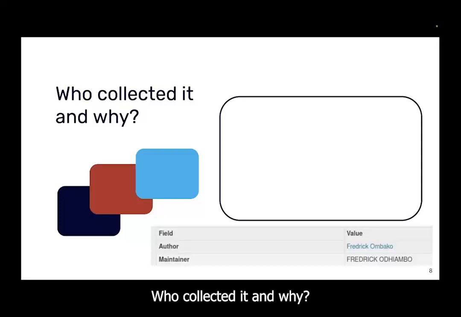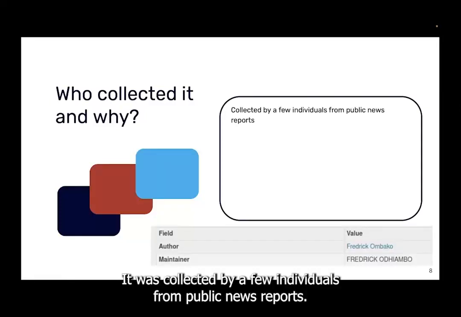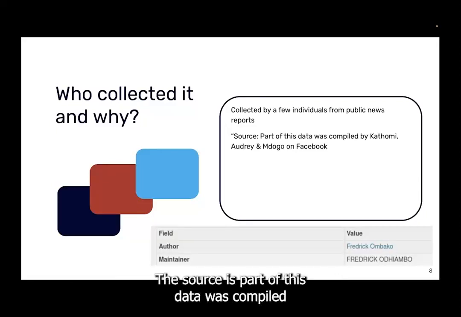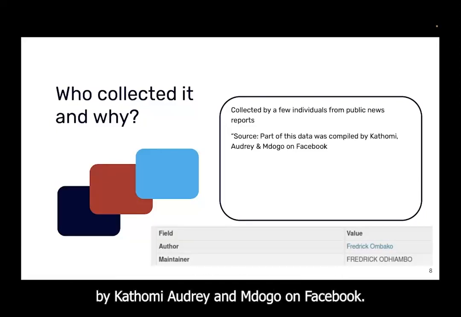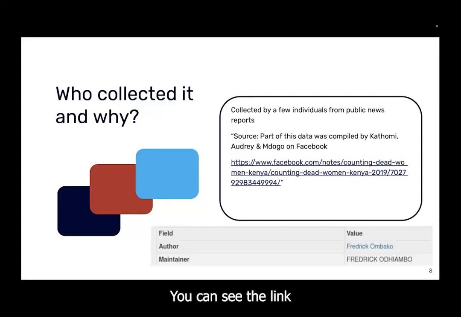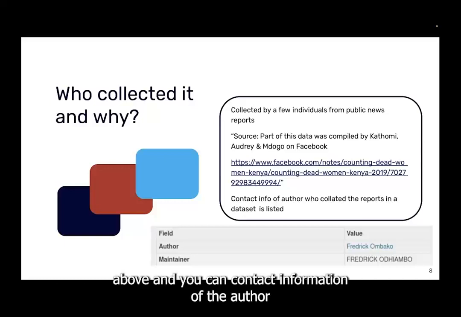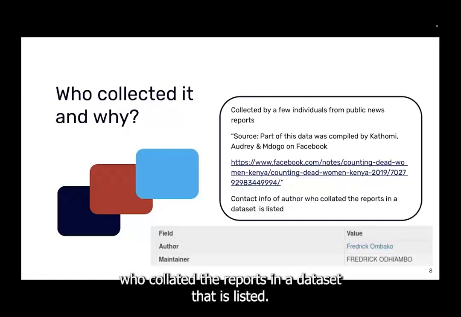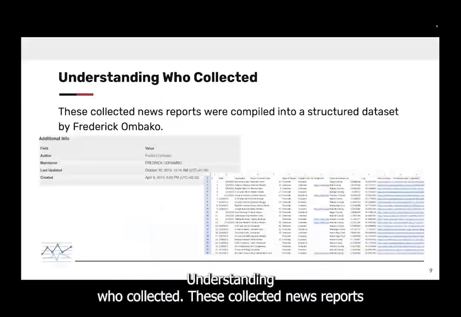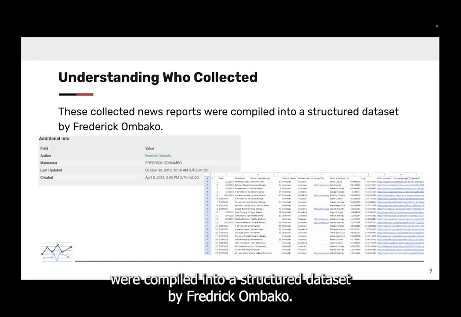Who collected it and why? It was collected by a few individuals from public news reports. The source of this data was compiled by Kathomi, Audrey, and Dogo on Facebook. You can see the link above, and you can find contact information of the author who collated the reports in the dataset that is listed. These collected news reports were compiled into a structured dataset by Frederick Ombako.